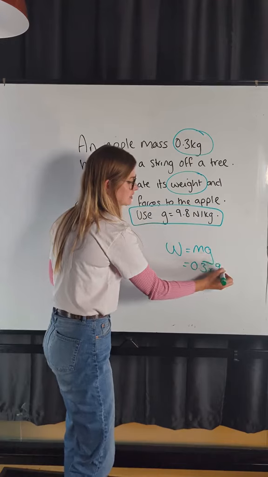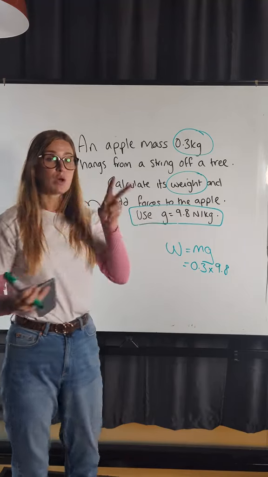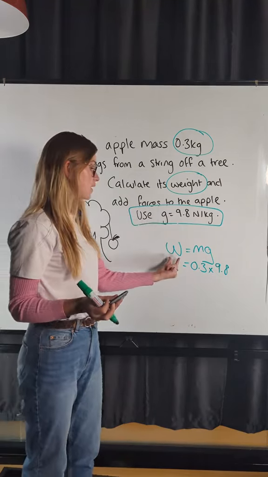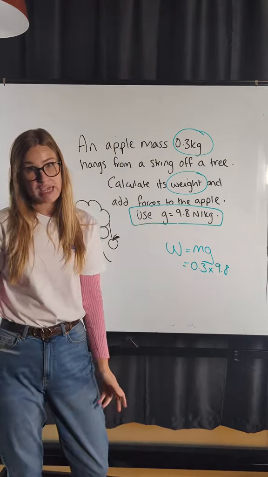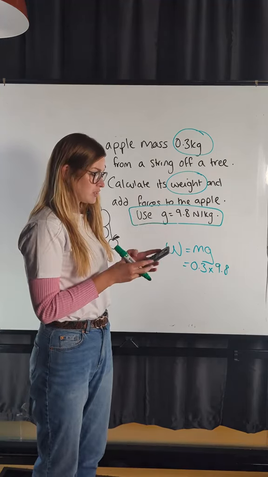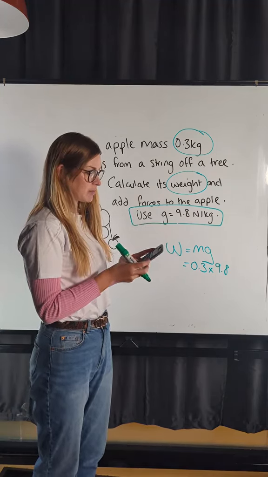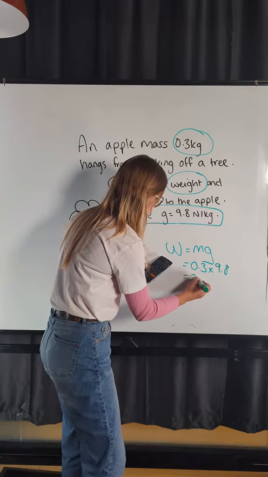So 9.8. Big hint in your exam, if they ever write the words "use g", there's only one of two equations you can use. It's either weight is mass times gravity, or gravitational potential energy is mgh. So those are the two equations that you'll use g with. So all we're doing now is 0.3 multiplied by 9.8. And we get a number of 2.94.